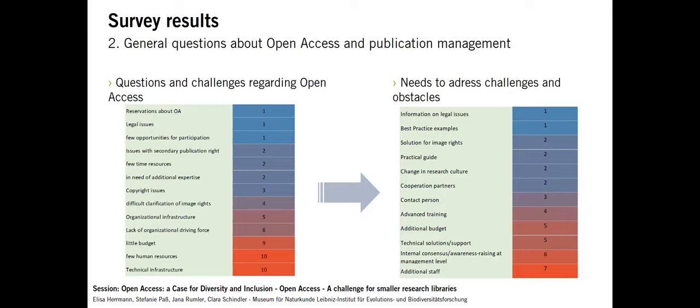And what can be seen left and on the right, you see the needs to address these challenges and obstacles. Just to shortly summarize this, it's a lack of three aspects, the human and the technical resources, as well as the budget. But they also declared to not have enough expertise in specific issues such as legal rights topics. However, another important aspect that was mentioned often was no expertise and or the management might be unwilling or not involved.